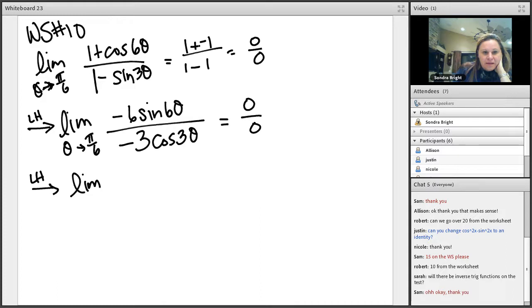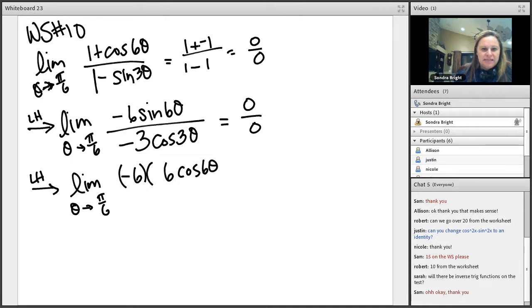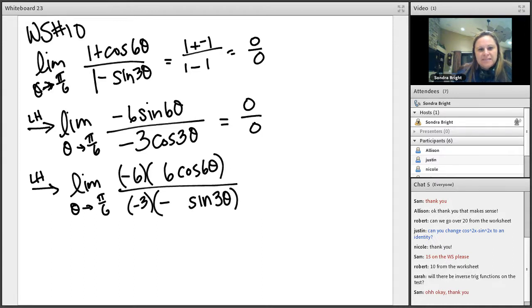And we got the limit as theta goes to pi over 6 of, you could simplify this to make it easier on yourself, but whatever, or you can leave it. You got a negative 6 there, and then times the derivative of sine of 6 theta, which would be cosine, but then you would have times 6, and then I've got a negative 3 times the derivative of cosine, which is a negative sine, and the chain rule would say times 3.